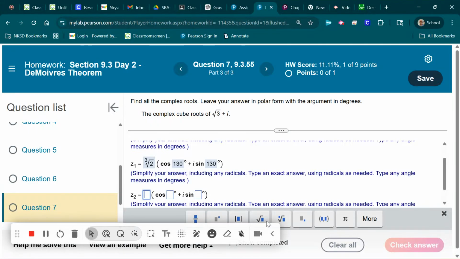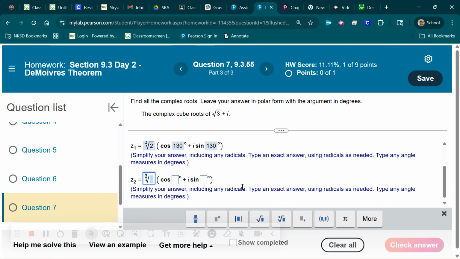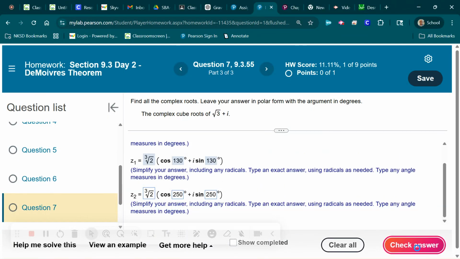All right, so I'll maybe finish this off here. I'm going to go cube root of 2 here, no simplification needed. And then I'm going to add 120 again. I get 250 and 250. And I hit check answer.